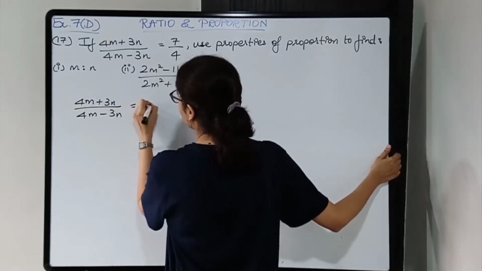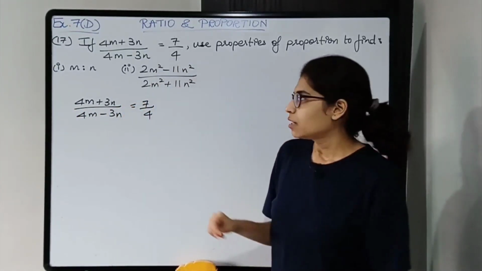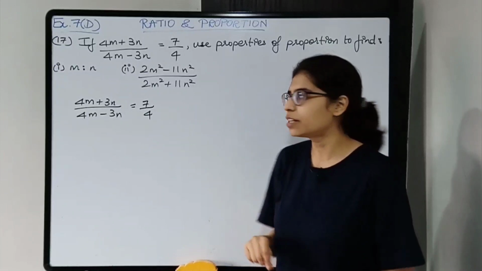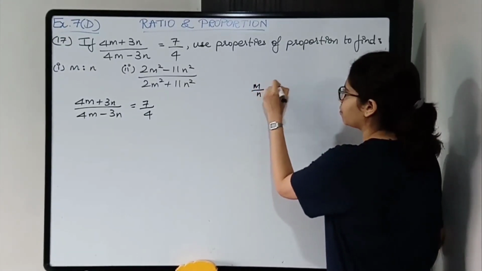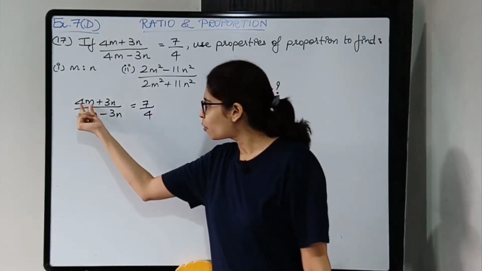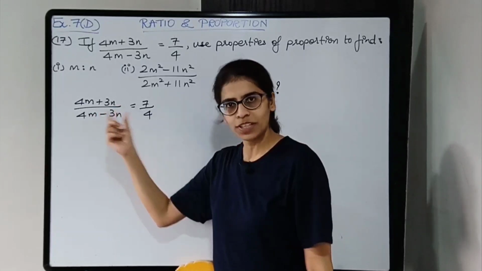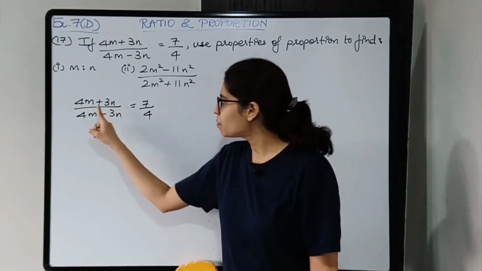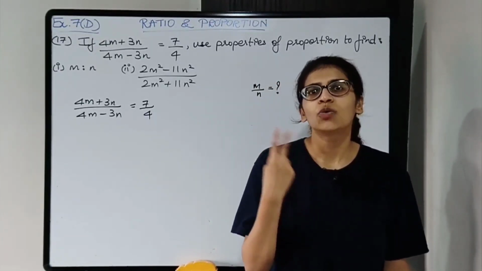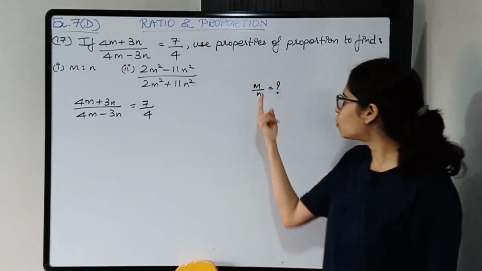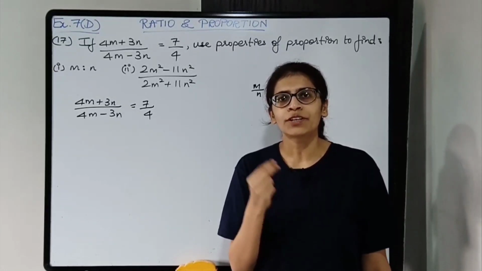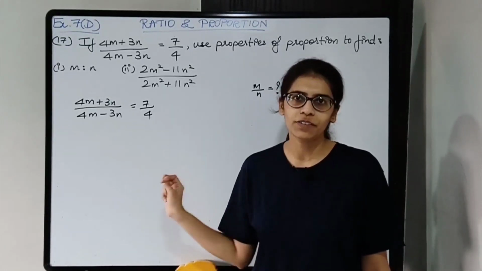Very easy question. First sub part, you need to find out m is to n, that is m upon n. Uska ratio find out karna hai. Now this is the given information. Check the terms: 4m, 4m, 3n, 3n. So we have same terms, and what are the signs between? Plus and minus. So whenever you are given same terms and the signs are opposite, which property can you use to find out m is to n, the ratio of the variables? It is componendo dividendo. So we'll apply componendo dividendo over here.